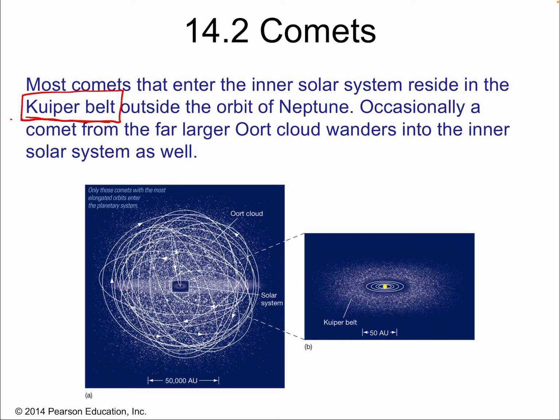Okay, so occasionally a comet from the far larger Oort cloud wanders into the inner solar system. So if we take that into perspective, the Oort cloud is massive and much further out. It is massive, because look at the Kuiper belt. The Kuiper belt already dwarfs the rest of the solar system. The inner solar system, which would be the orbits of Mercury, Venus, Earth, and Mars, doesn't even show up on the scale of the Kuiper belt.